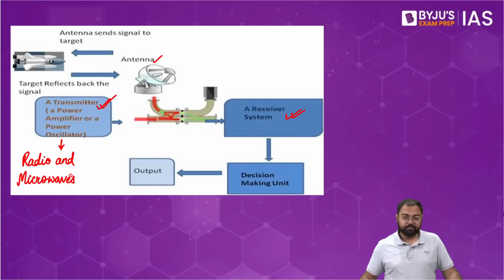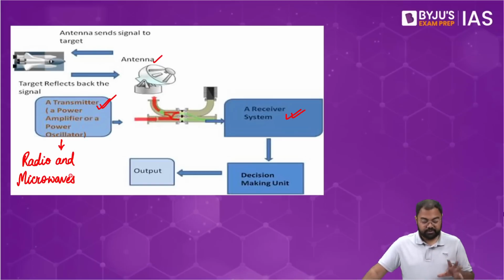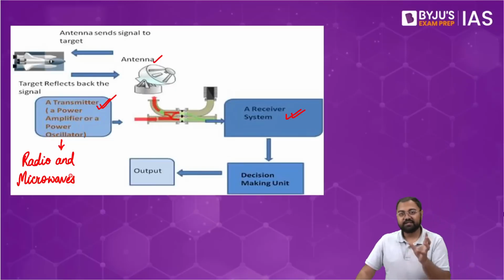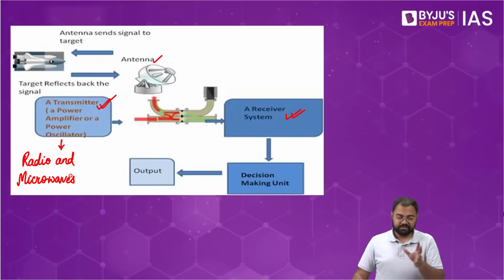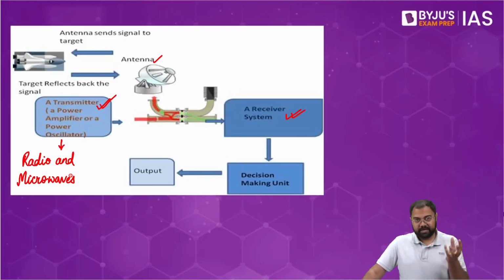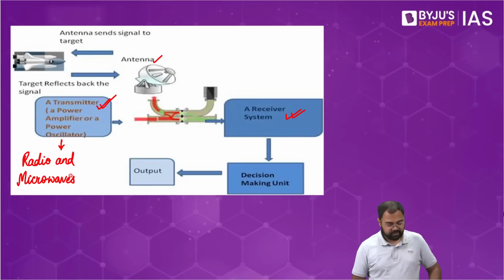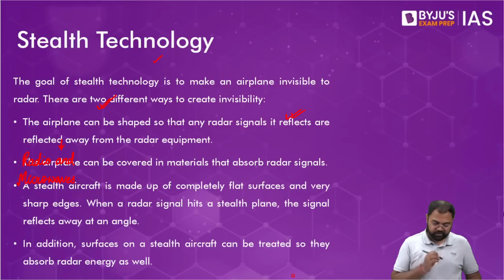Radio and microwaves. So they would transmit it, and the receiver would receive back the signal. Depending on the time that it has taken to receive the signal, the distance can be calculated, or the path can be calculated. The path of the incoming missile or the aircraft can be understood. So this is basically how we work with this.